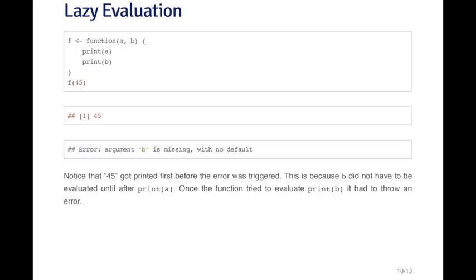So here, what happened is that it printed out 45 because 45 was matched to the argument a. And so there was no error up until the first line of the function. But then when it got to the second line, it had to evaluate the argument b. And because b had no value assigned to it and no default value, an error had to occur. You notice that the error only occurs after the 45 was printed out. Lazy evaluation implies that because the argument is only evaluated when it's needed, everything else that comes before it, if that's valid, will execute until it hits the part which causes an error.